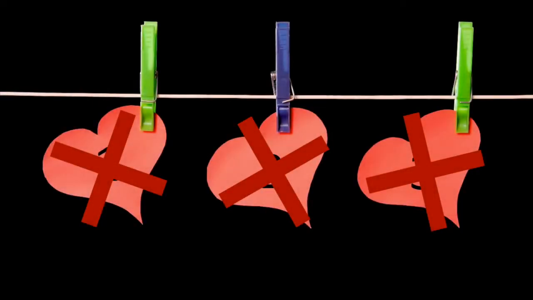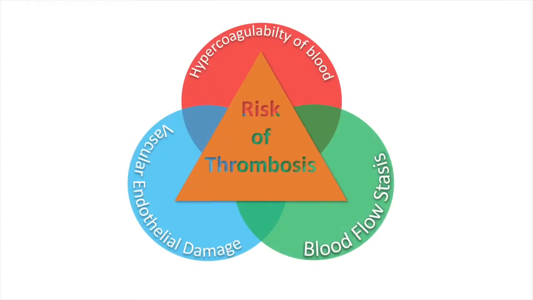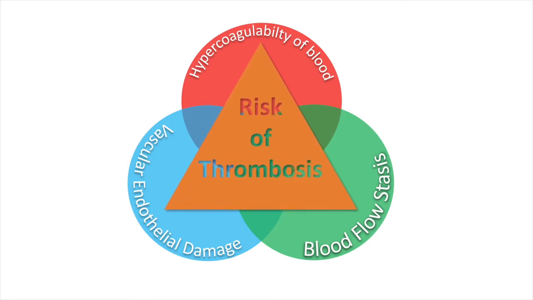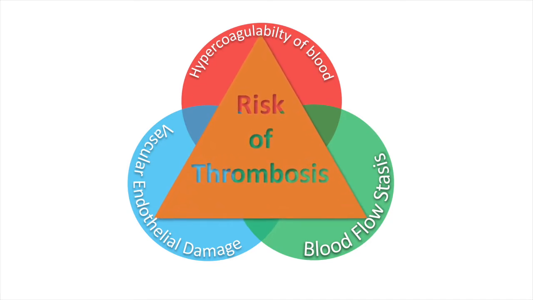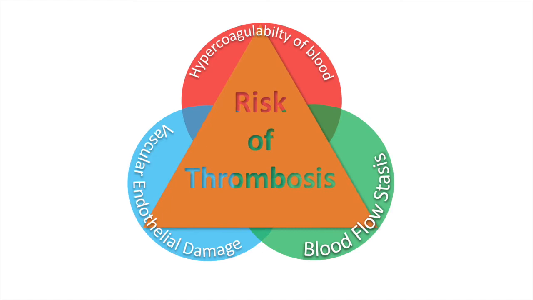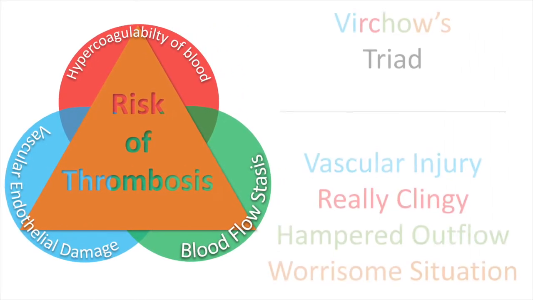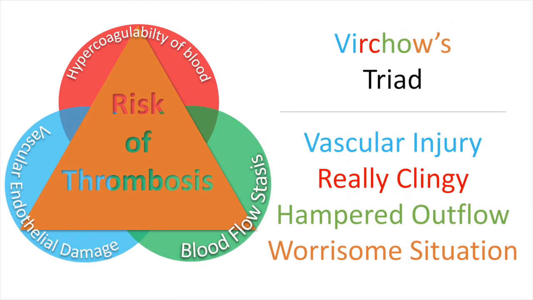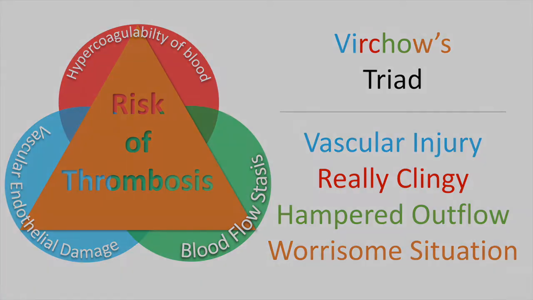It is the combination of these three factors, the vascular endothelial damage, the blood flow stasis, and hypercoagulability of the blood, that increases the risk of thrombosis. These three factors together have been referred to as Virchow's triad.